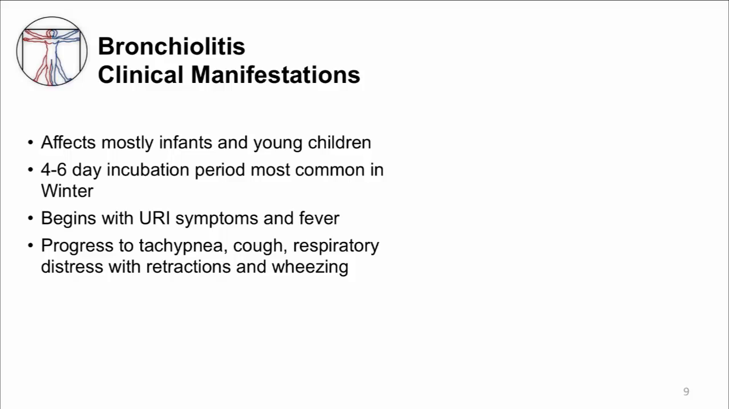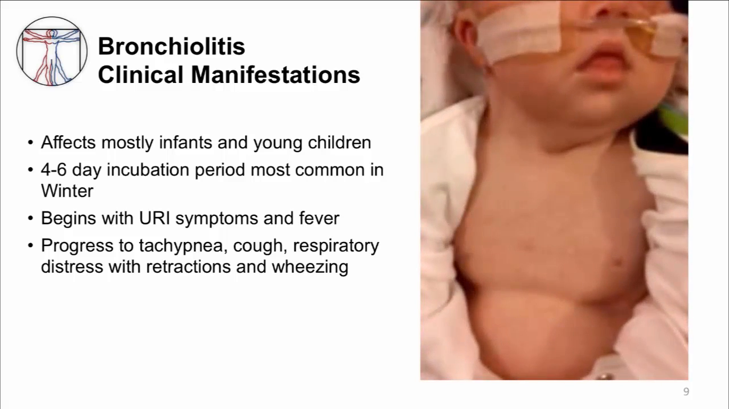The upper respiratory infection symptoms and fever manifest once the innate immune system recognizes the virus and initiates production and secretion of cytokines. A third of the infants and young children with RSV infection will progress to lower respiratory tract disease, and the patient will have fast breathing or tachypnea, coughing, and respiratory distress with retractions and wheezing. Here is a video of a baby with RSV bronchiolitis.